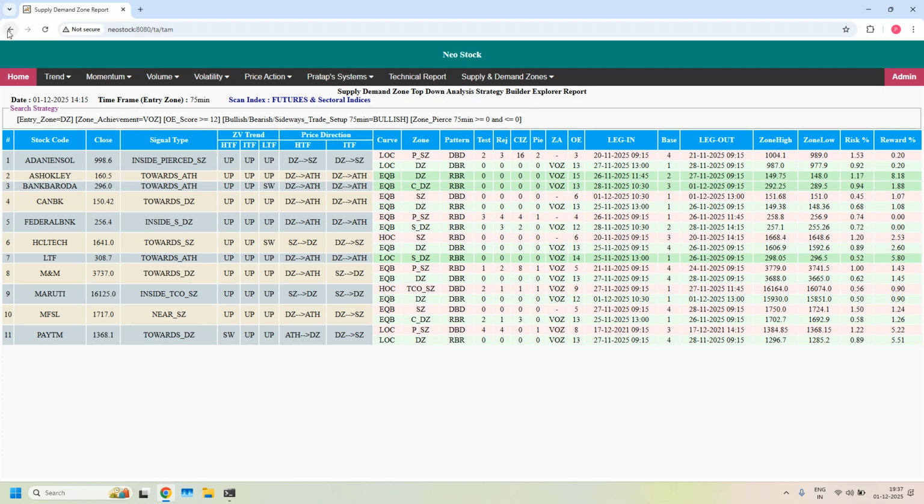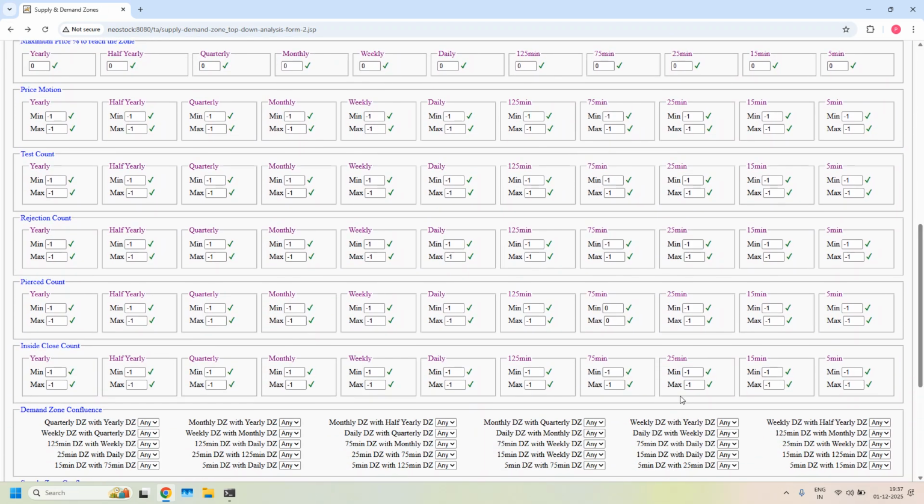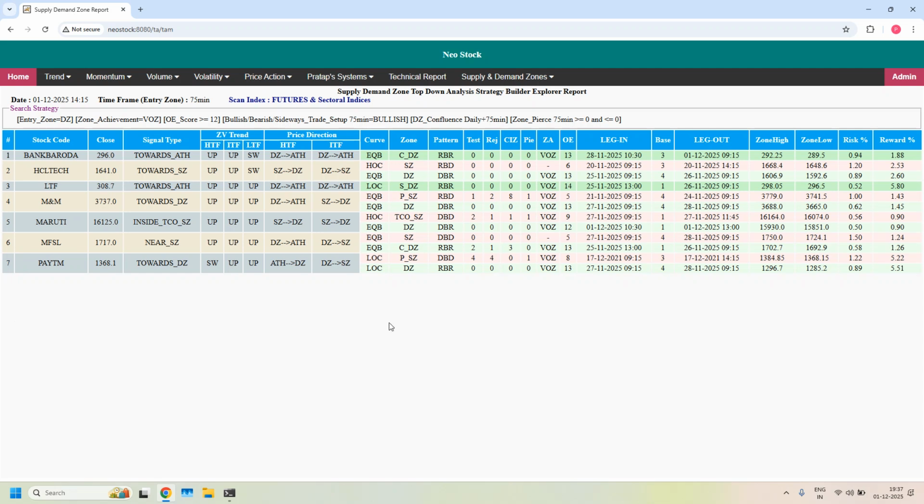First strategy, first step, LTF and ITF demand zone confluence. That is 75 minutes and daily demand zone confluence. By enabling the filter and applying on the 11 stocks, we got 7 stocks. In all these 7 stocks, the 75 minutes demand zones are overlapped with daily demand zone. 75 minutes demand zone is part of the daily demand zone. And daily trend, ITF trend is uptrend.